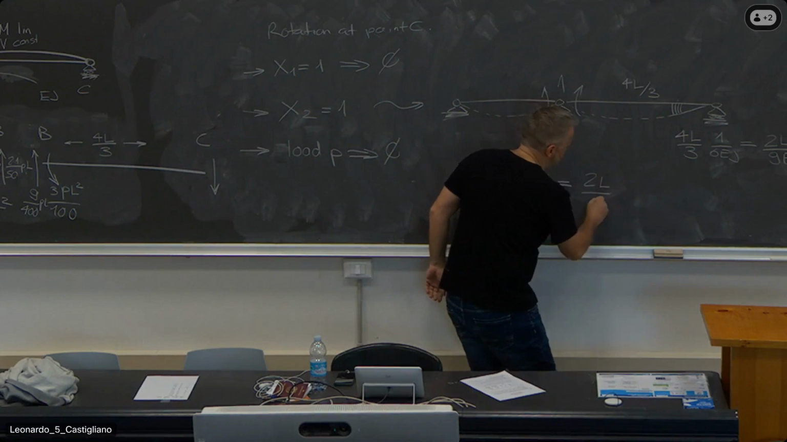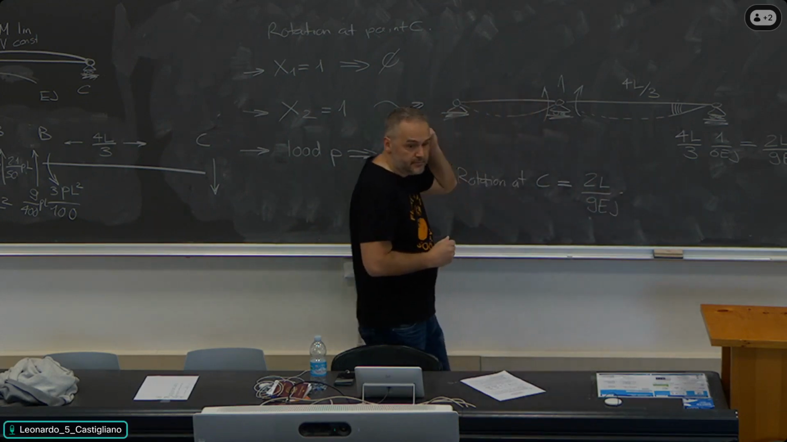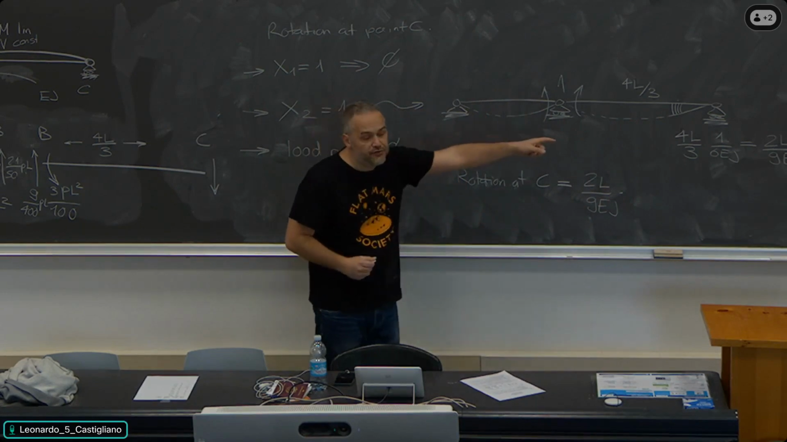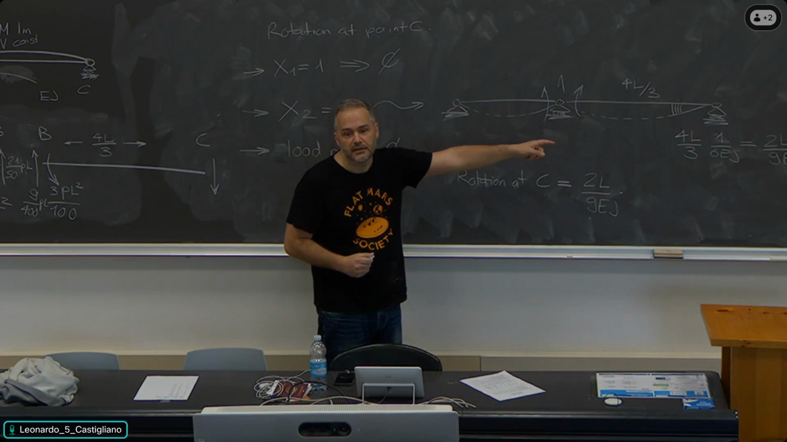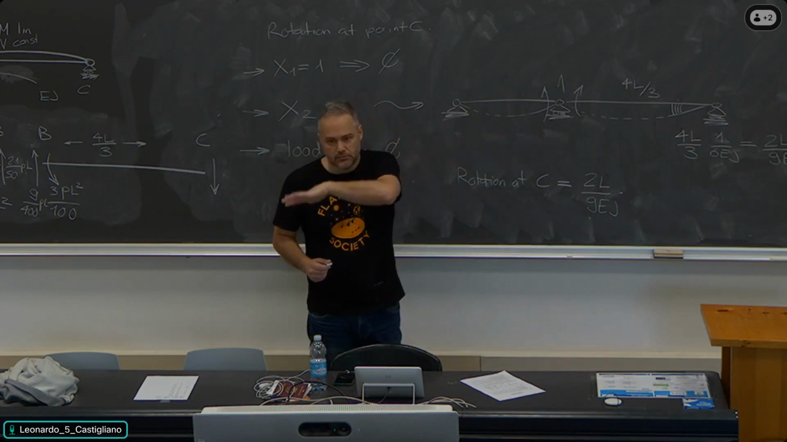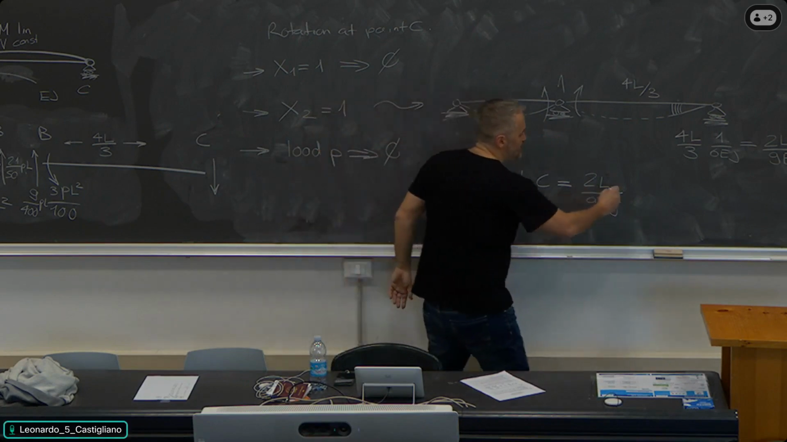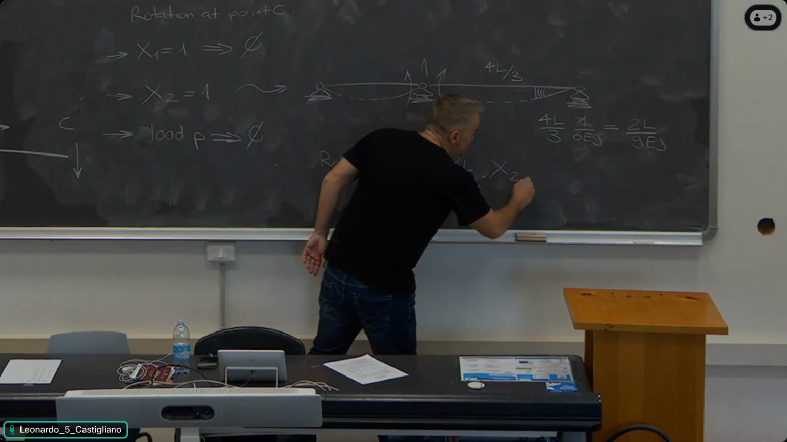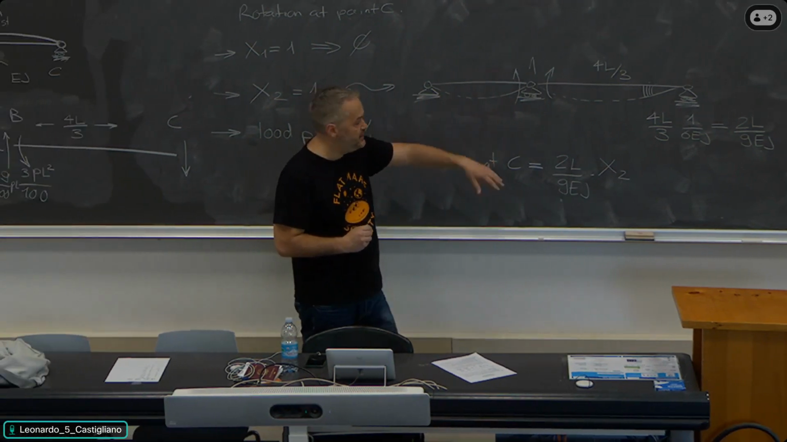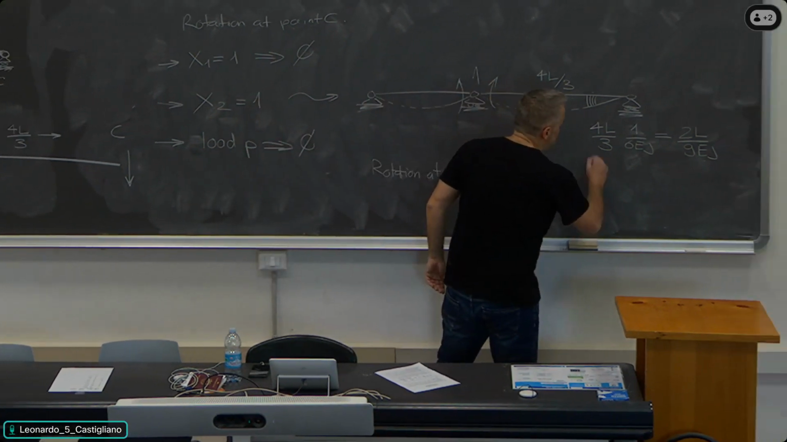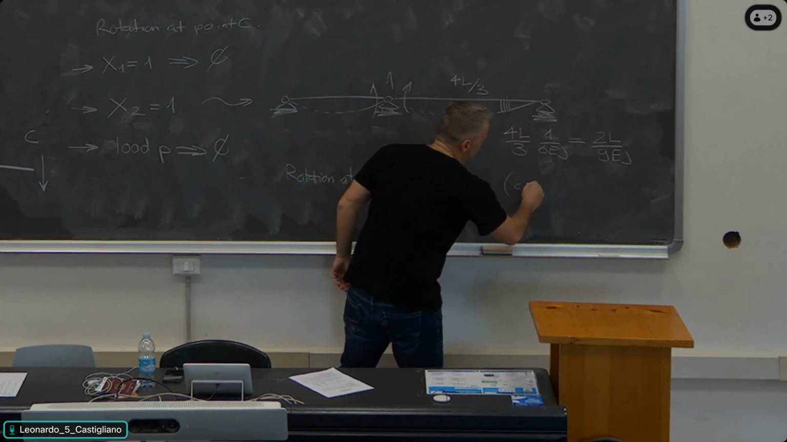2L over 9EJ times, this value is for x2 equal to 1. Is x2 equal to 1? It's not. It's equal to, we'll look at it later on. So, it is times x2, and what is the sign? This rotation is, you see it here, counterclockwise.